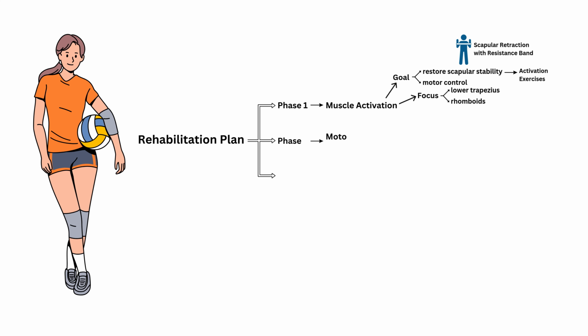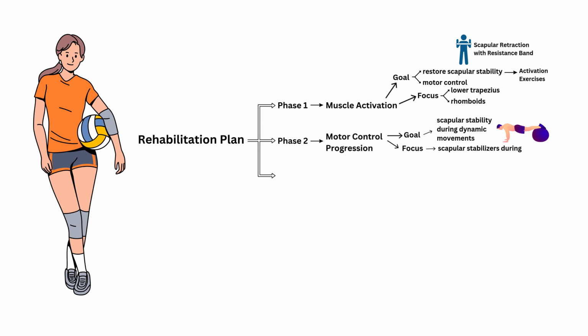Phase 2 is motor control progression. The goal is to improve scapular stability during dynamic movements to improve control under load. For example, stability ball push-ups. Focus is on engaging scapular stabilizers during a functional weight-bearing exercise.